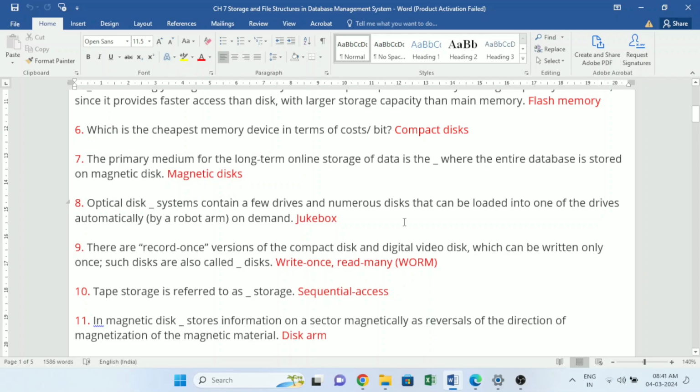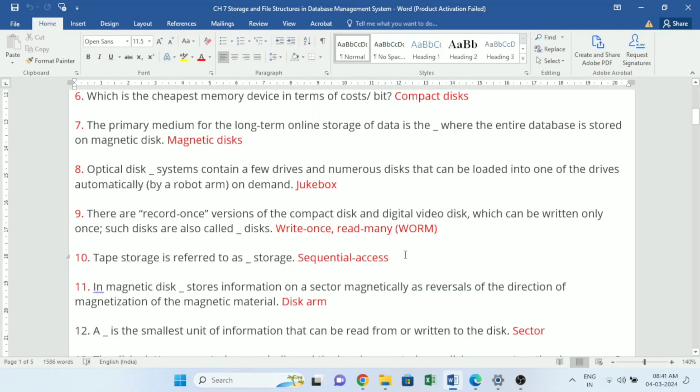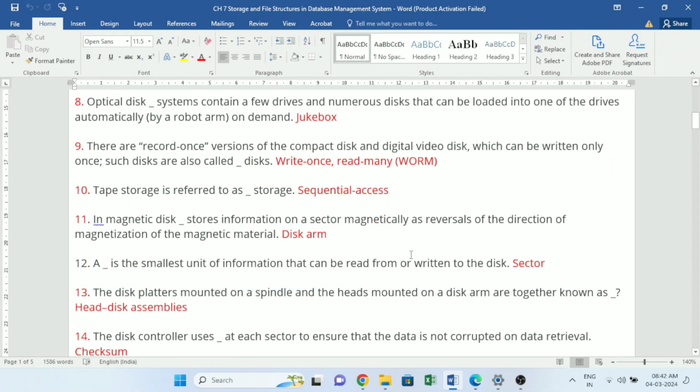Magnetic disks. 8. Optical disk underscore systems contain a few drives and numerous disks that can be loaded into one of the drives automatically, by a robot arm, on demand. Jukebox. 9. There are record-once versions of the compact disc and digital video disc, which can be written only once. Such disks are also called underscore disks. Write once, read many, WORM.